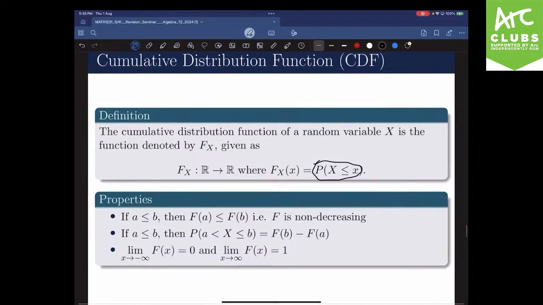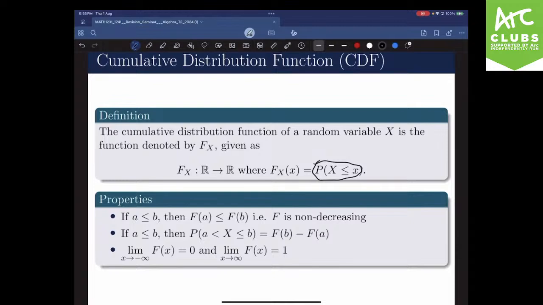And then we have the following properties for my cumulative distribution function. Once again, remember that with my cumulative distribution function, I'm adding up probabilities as I go. So it only makes sense that if A is less than or equal to B, then capital F of A should be less than or equal to capital F of B. So this function is non-decreasing.